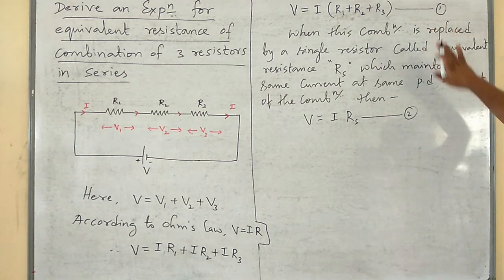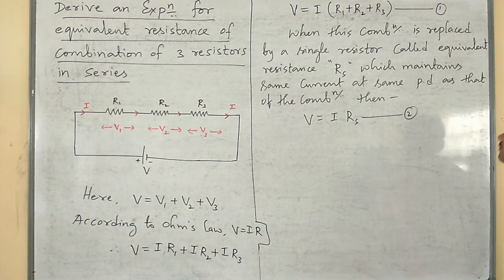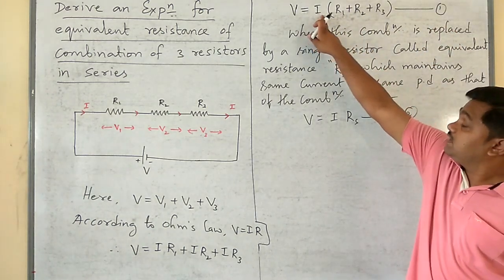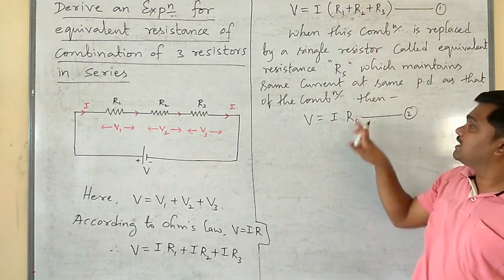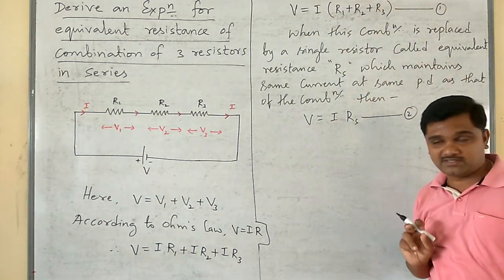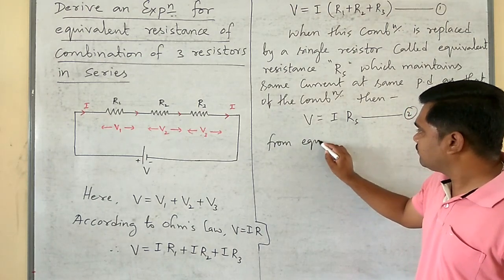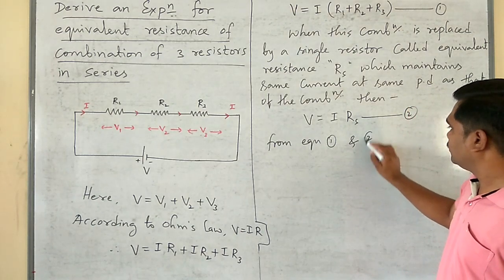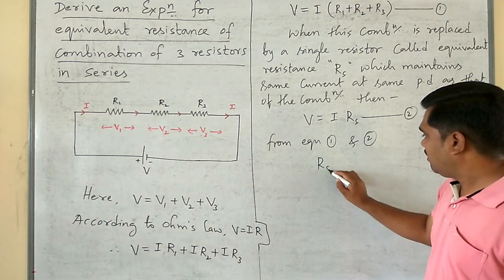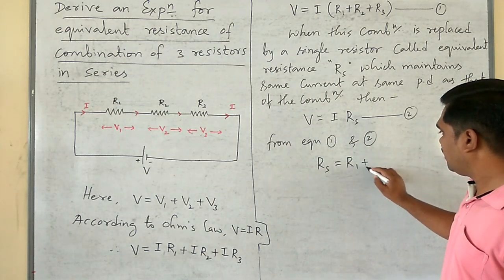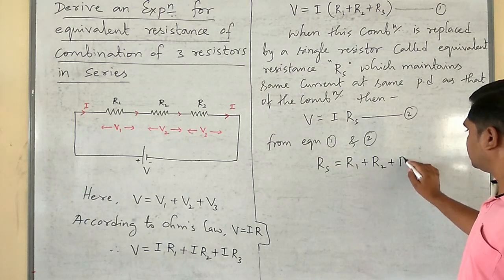Now take a look at equation number 1 and 2. V and I are the same, so in place of RS we have R1 plus R2 plus R3. Therefore, from equation 1 and 2 we can write RS is equal to R1 plus R2 plus R3.